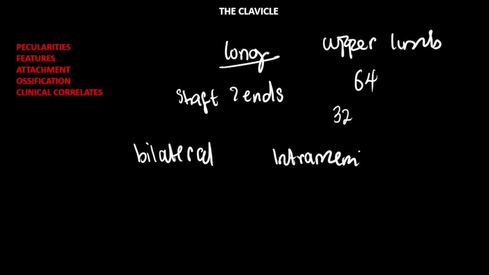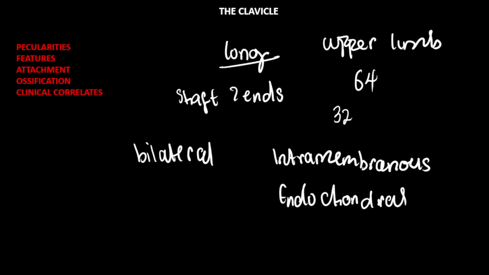Now, generally, there are two types of ossification: intramembranous ossification and endochondral ossification. Most long bones exhibit endochondral ossification, and most flat bones exhibit intramembranous ossification. However, the clavicle exhibits intramembranous ossification, unlike most long bones.